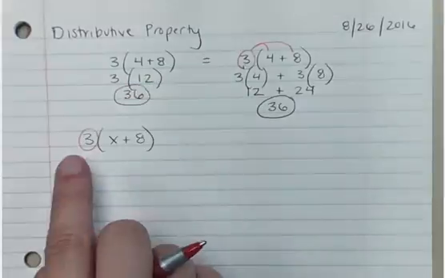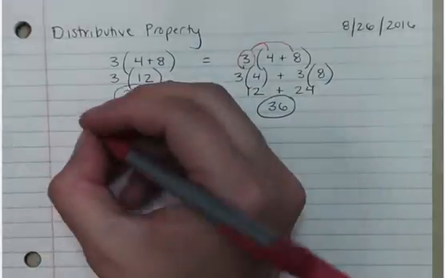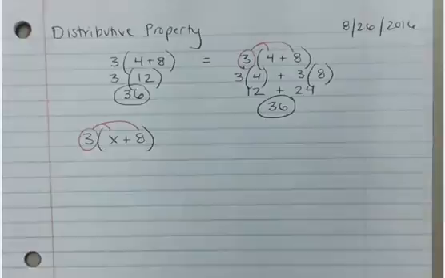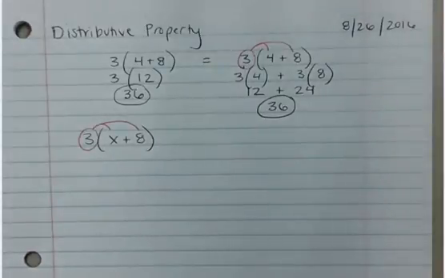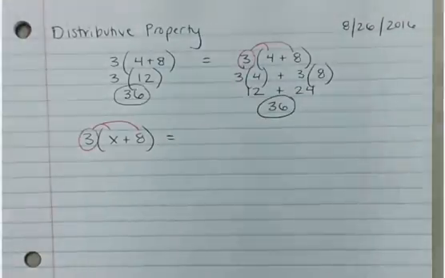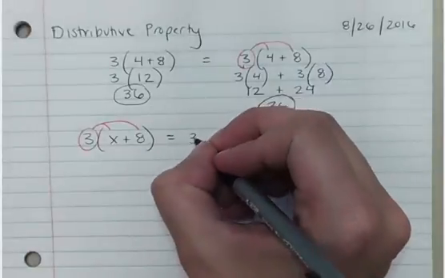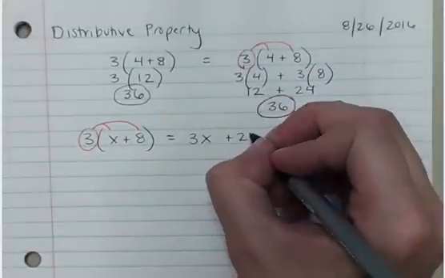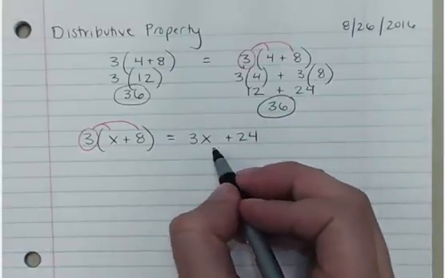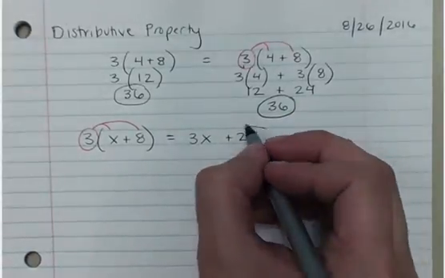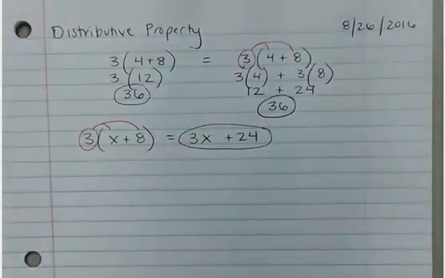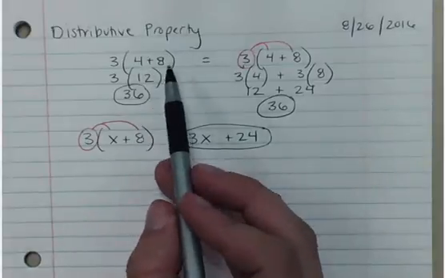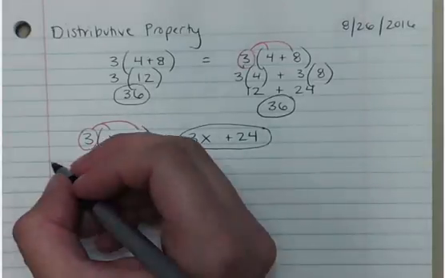I would take that number that's attached to the parentheses and I would multiply it times everything inside. So this would look like 3 times x is just 3x. 3 times 8 is 24. I can't simplify that anymore because they're not like terms, so that would be my simplified expression. Okay, so that's the reasoning why we have distributive property, is because now, instead of all numbers, we're going to have different variables in there.